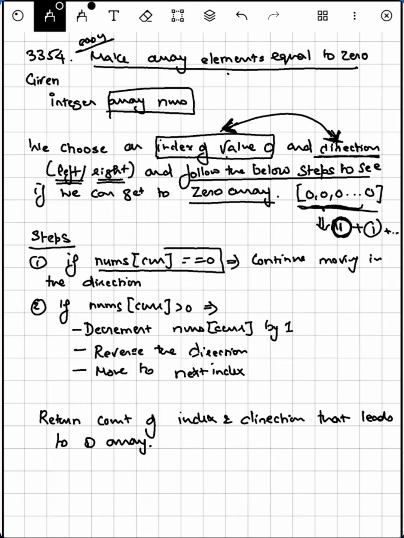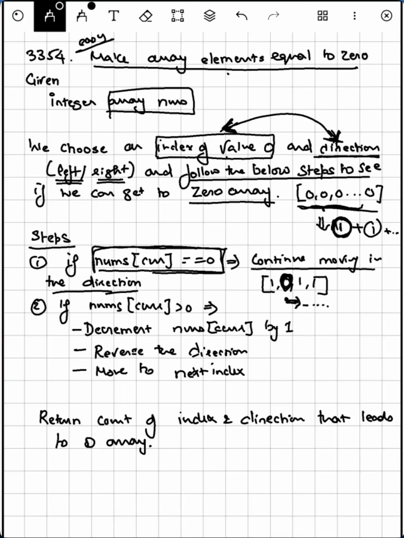If the current position has value 0, then I just continue moving in the direction that I was already traversing. So let's say I had an integer array like this, and this is the point where I'm starting, and let's say the direction that I had picked was right. So I come here, I see the value is 0, and then I continue moving in the same direction.